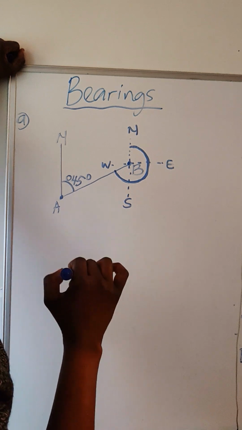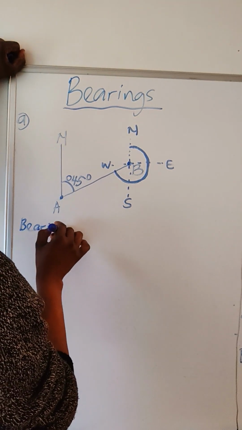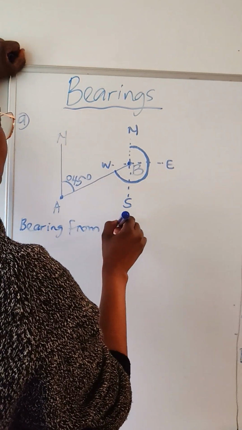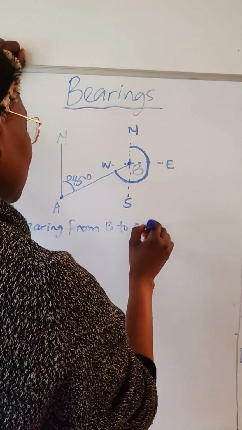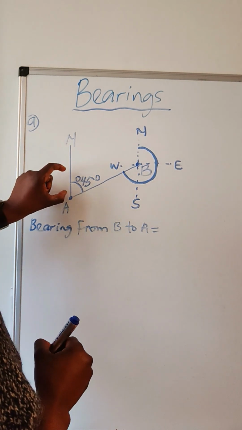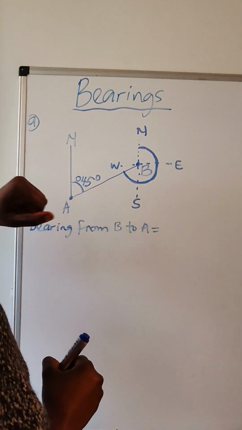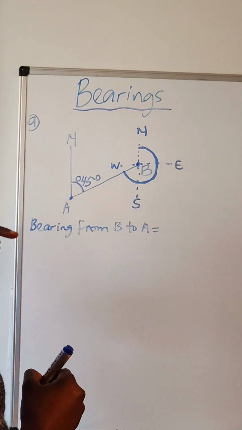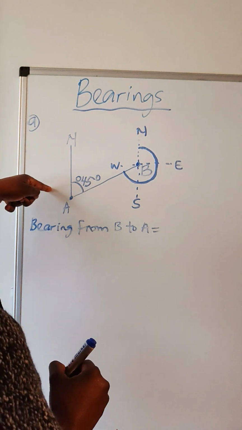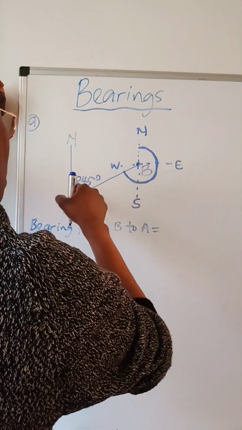That is the bearing from B to A. Bearing from B to A. Now I want to explain something to us. As we have this 45 degrees here as the bearing of B from A. This is the bearing of B from A.